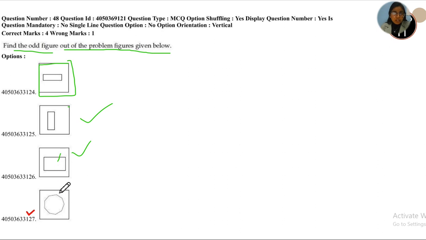But see what they have done in option D: there is a square and they have drawn an octagon. An octagon has 8 sides. So this is wrong, and hence we can call it the odd figure amongst all these 4 options, because every other figure had an equal number of sides in the inside and outside shapes. But in option D, the outside was 4 and the inside was 8. So that's why option D is the odd one out among the 4 question figures.